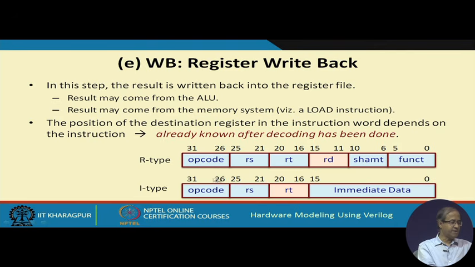Now, one thing you see, for an R type instruction your destination is RD, from bit number 11 to 15, and for an I type instruction your destination is RT, bit number 16 to 20. So, depending on the type of the instruction you will have to decide on the destination register, right.